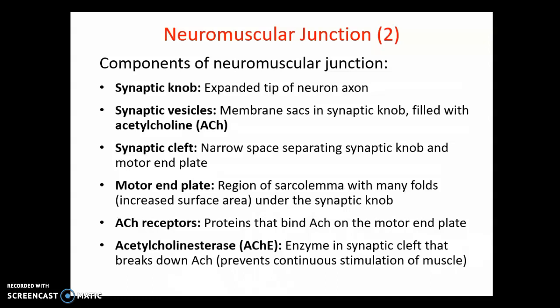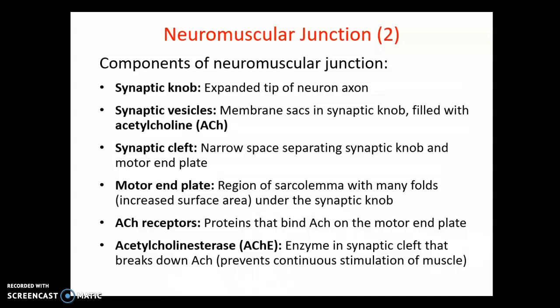Again, the components of the neuromuscular junction are the synaptic knob, which is actually the expanded tip of a neuron axon. Synaptic vesicles, just like in endocytosis and exocrine glands, are a membrane sac filled with acetylcholine, which is a neurotransmitter. The synaptic cleft is the space separating the knob and the motor end plate, so the space between the axon terminal of the neuron and the muscle fiber.